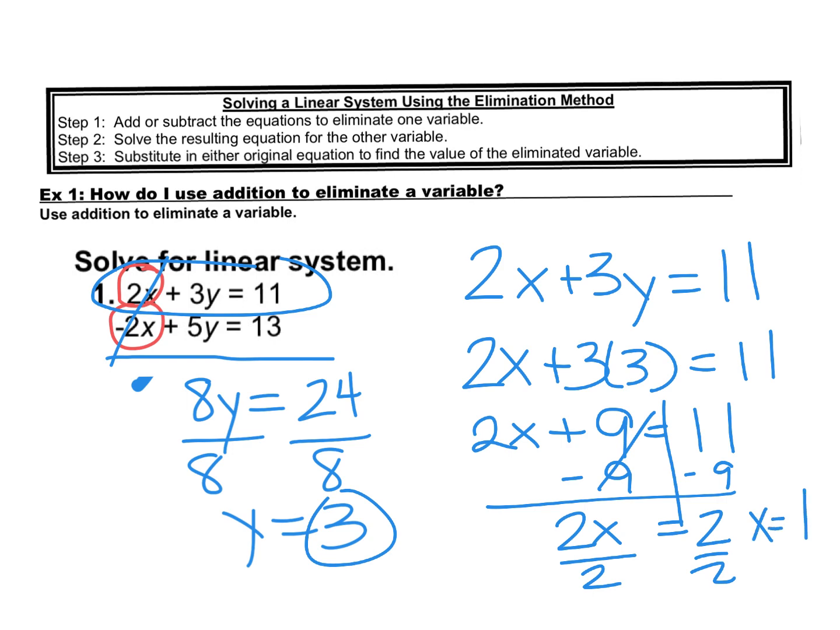So the place in which these two equations are going to intersect on the graph would be at the point 1, because x is equal to 1, and my y is equal to 3. So the solution to this system is 1, 3. If you were to graph both of these, you would find that at the point 1, 3 they would intersect.